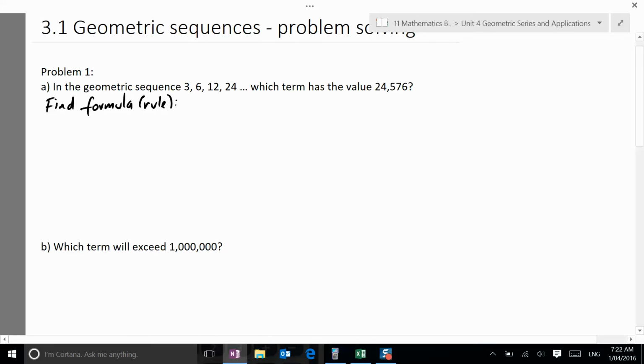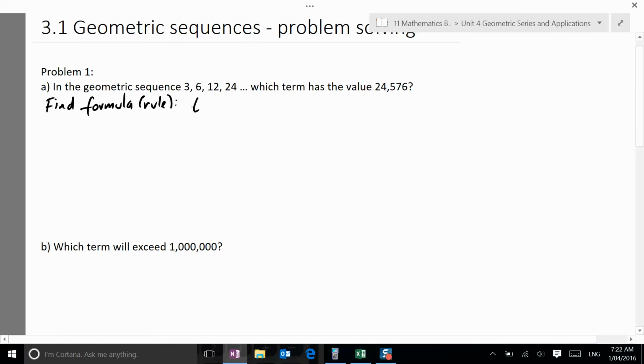Okay, we could write the rule in words. We could say it starts at 3 and multiply by 2 each time. That's fine, but you'd have to then multiply by 2 heaps of times to get 2,457,6, and remember how many there are, and what happens if you don't exactly get there.